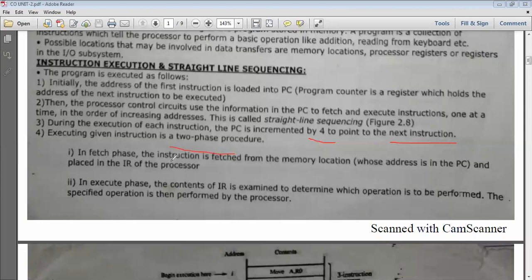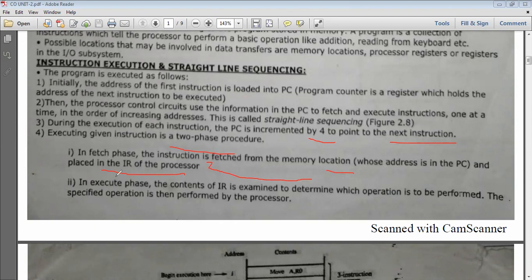Okay, ma. In the fetch phase, the instruction is fetched from the memory location and placed in the IR of the processor. Do you understand? In the fetch phase, fetching the instruction means taking the instruction from where? The memory location, and placed in the IR, that is the instruction register. Okay, ma, that is the fetch phase.